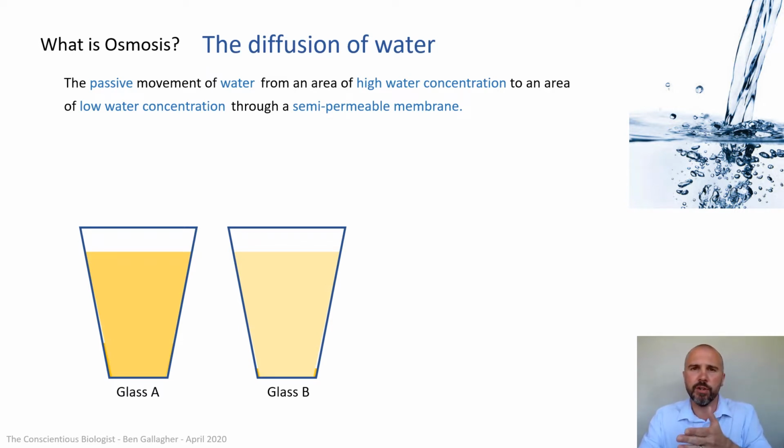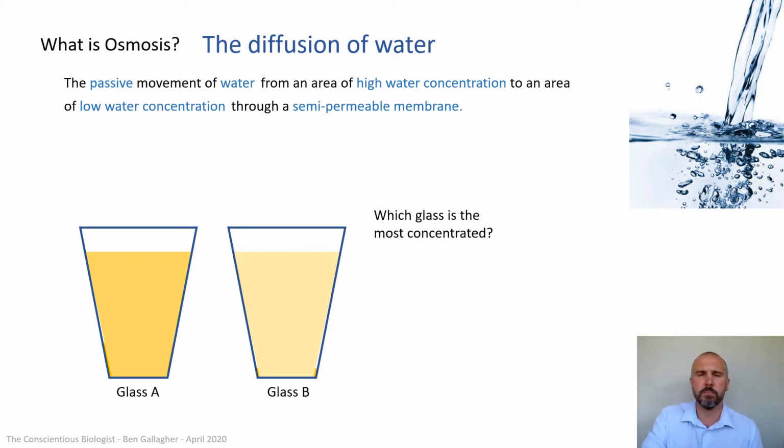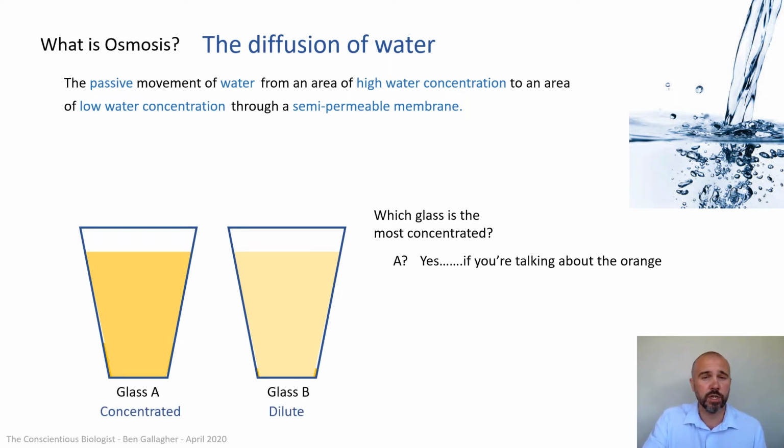You can look at them on my diagram there. They look slightly different colours. Glass A is more concentrated. It's darker in colour because it's quite clearly got more bits of orange in it. So if I asked you which glass is the most concentrated, pretty much all of you would go for A. Any logical person would. Which would be true. If we were talking about the orange, we could apply 2 key terms to that. That glass A is concentrated. There's lots of orange particles. Glass B is dilute. There's very few orange particles.